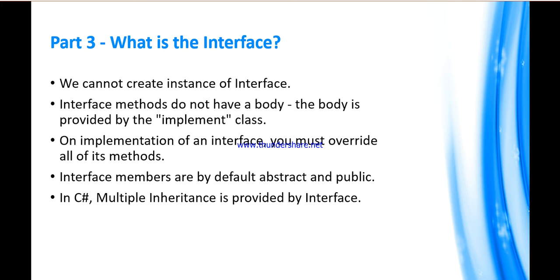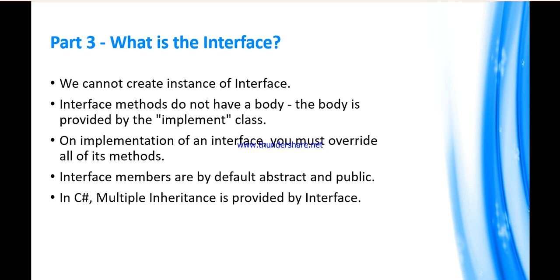The third point is, on implementation of an interface, you must override all of its methods. Whenever you are inheriting an interface in any child class, you must override all of its methods. Same like an abstract class, whenever there are abstract methods in the abstract class, we must override the abstract method in the child class. The same applies to the interface. All the methods are abstract here as we discussed, so these methods must be overridden in the child class.